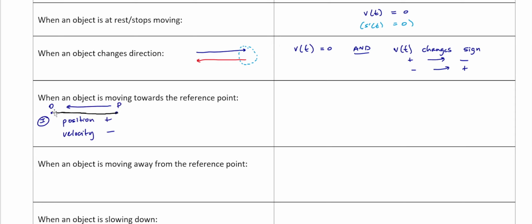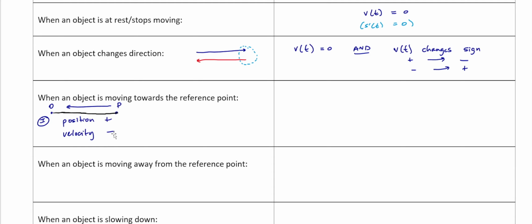So in this diagram right here, we have O as the reference point, so that's actually 0. And this is the object right here. If it's moving towards the reference point, you can see that the object P is moving towards the reference point O. The position is positive, but the velocity is negative because it's moving in the left direction.